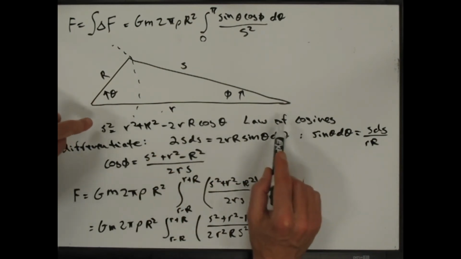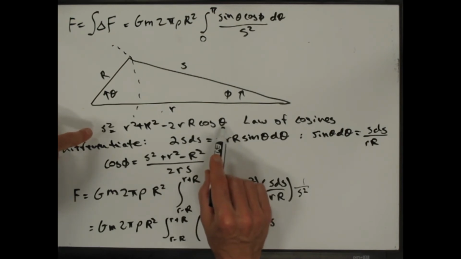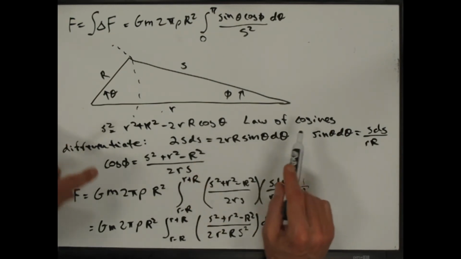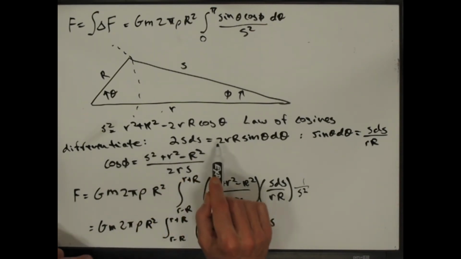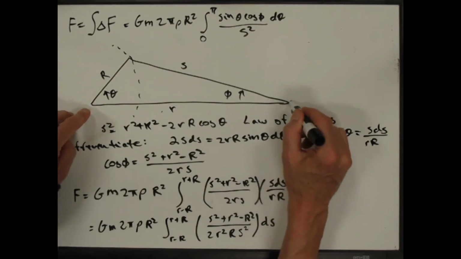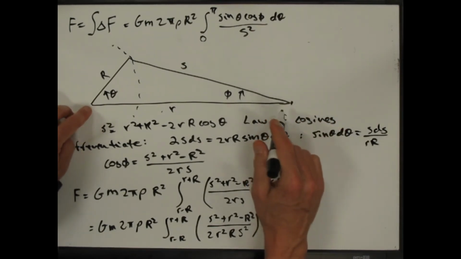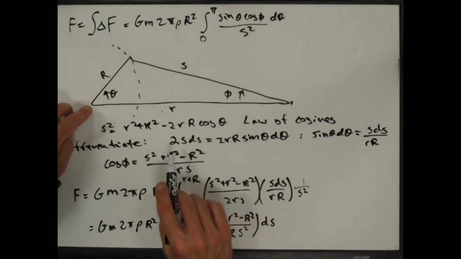That's the law of cosines. We can differentiate both of those, and that gives us a relationship between ds and d theta. So if we differentiate the left-hand side, we get 2s ds. Since little r, which is the distance between the point and the center of mass, the center of the sphere, is constant, as is big R, which is the radius of the sphere, those things don't change.